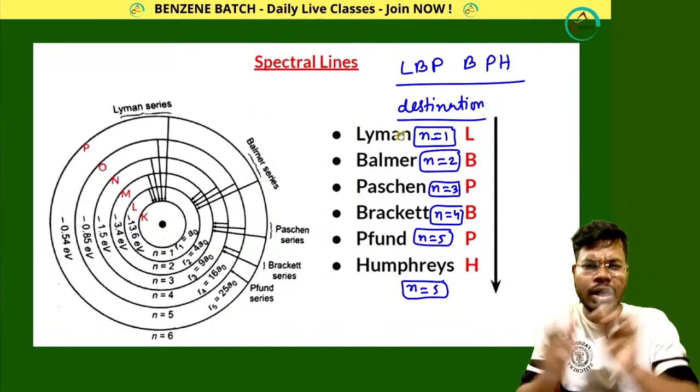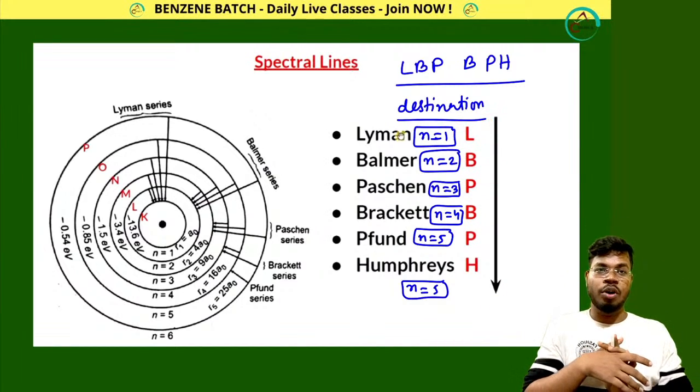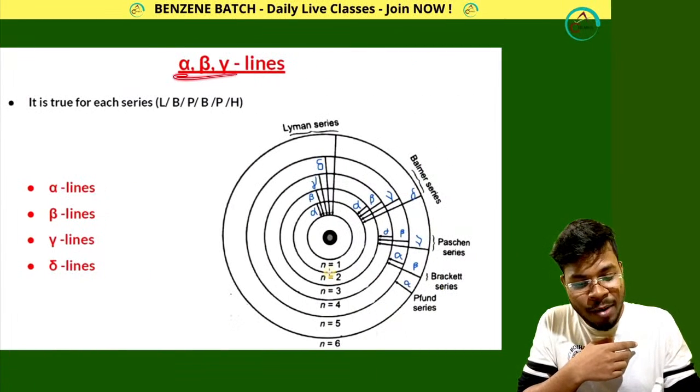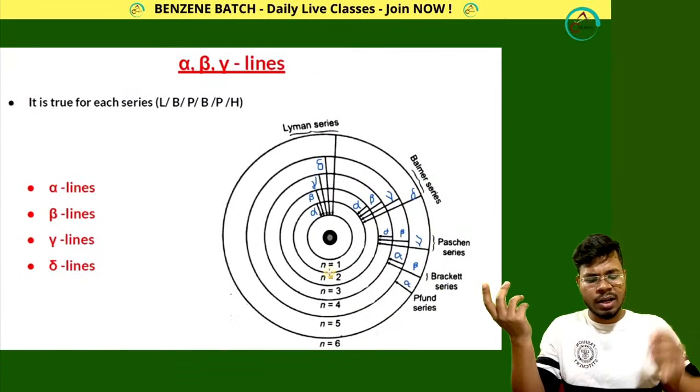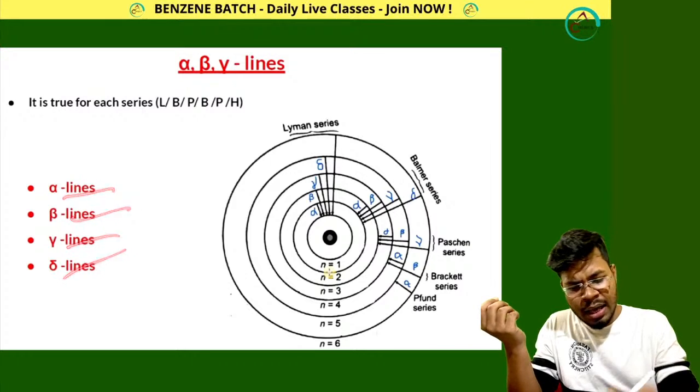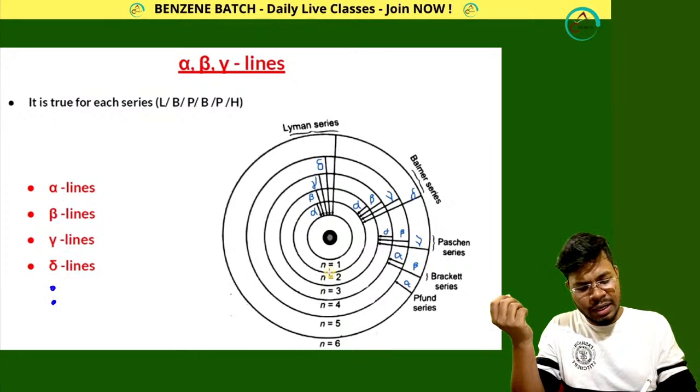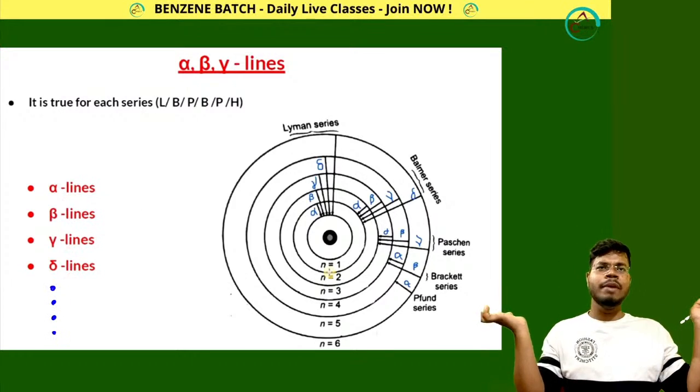Not only that, here another part is very important. That is about alpha, beta, gamma lines. Not only alpha, beta, gamma, delta, and further dot dot dot. I don't need to know those; these 4 will be enough.